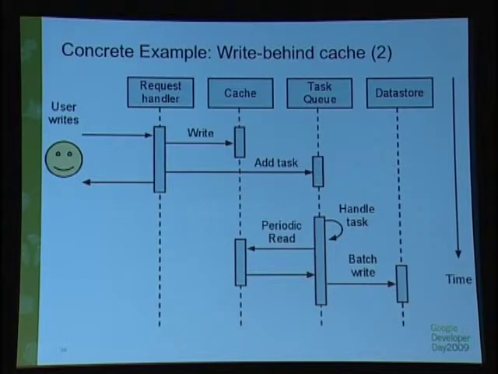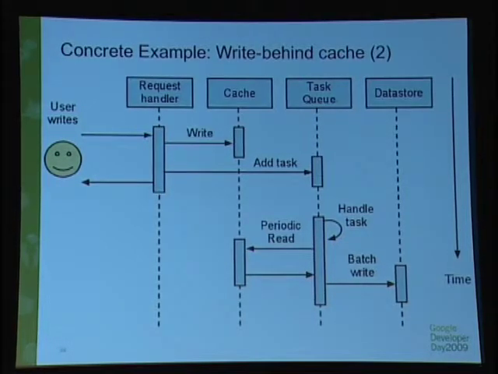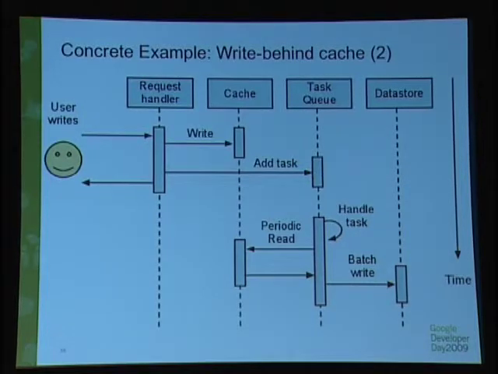So this is my giant diagram. So UML fans in the house? No? Okay. So the smiley face is a user using a web browser. They send a request to my request handler, which, let's say this is doing pokes or votes or something that's a very high throughput activity.